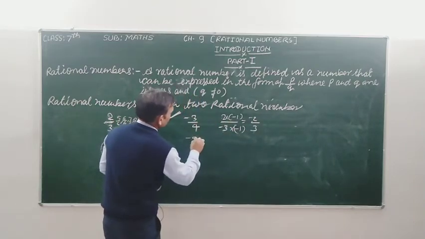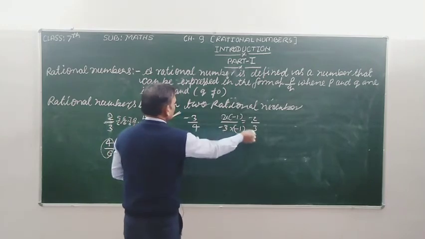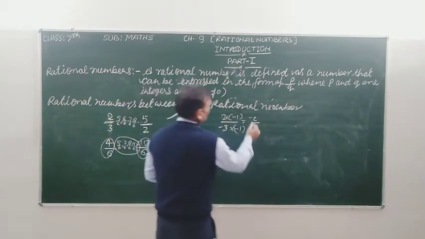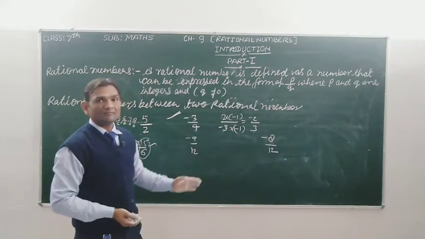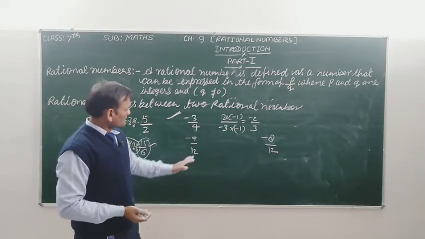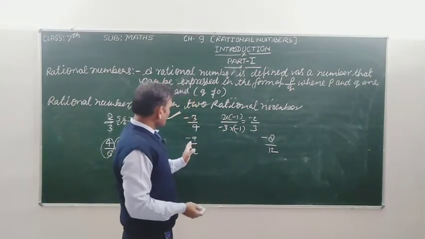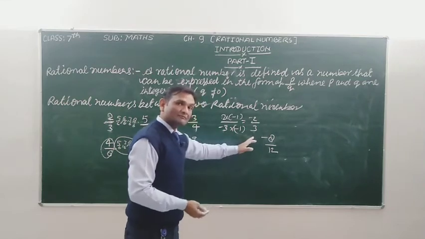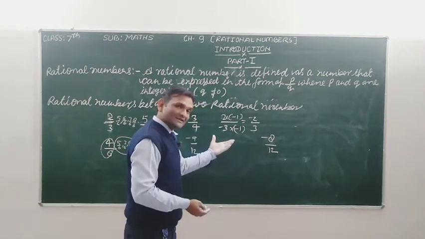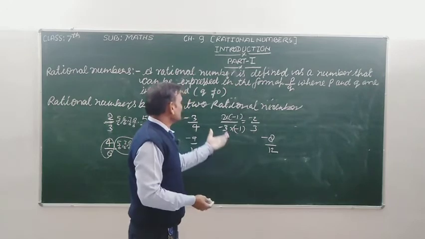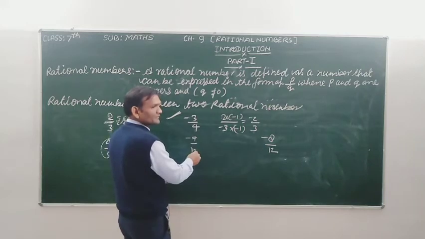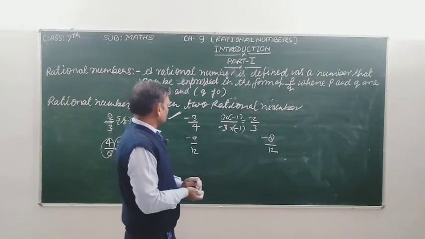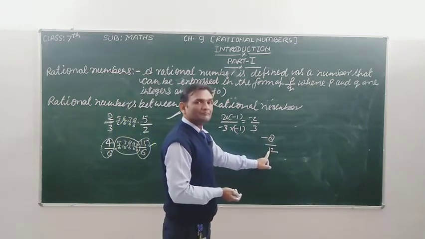Firstly we make the denominator same, student, by cross multiplication. 3 3s are minus 9 and 3 4s are 12, student. 4 2s are minus 8 and 4 3s are 12. Here you are seeing, student, denominators are same. So write the rational number between these two rational numbers. Minus 9 upon 12 or minus 8 upon 12.